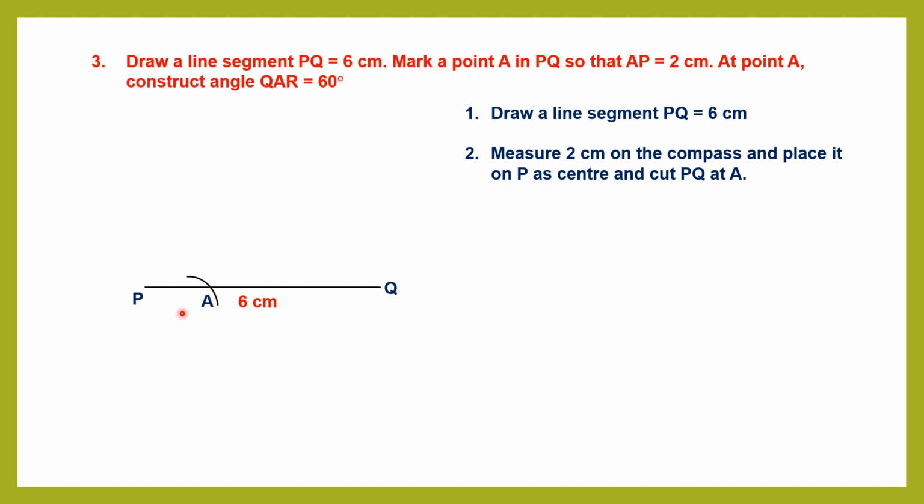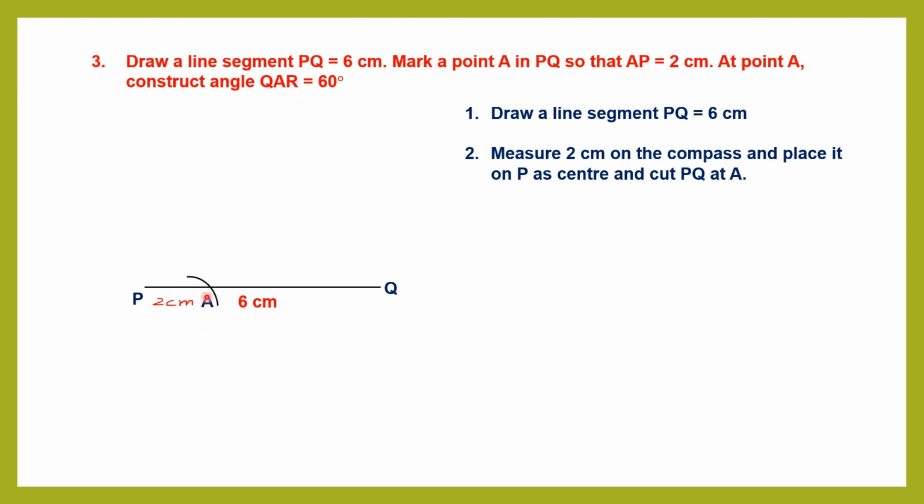And this portion is 2 centimeters. So totally we have 6 centimeters and this portion alone is 2 centimeters. Now what does the question say? Mark a point A. So we've got a point A and that is 2 centimeters. At point A, construct angle QAR equals 60 degrees.